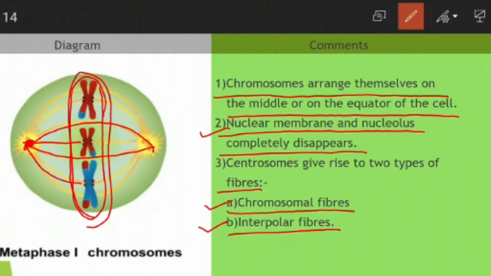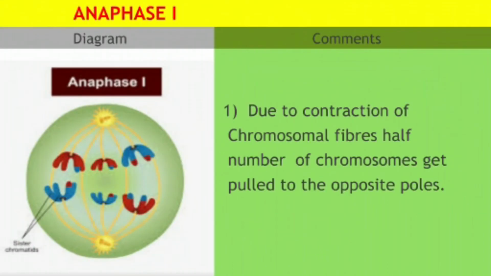Chromosomal fiber means the fiber which arises from centrosome or from one pole and reaching up to chromosome is called as chromosomal fiber. Another is called as interpolar fiber, means the fiber which arises from one pole to another pole, that is from one centrosome to another centrosome, is called as interpolar fiber. So here we have completed metaphase.